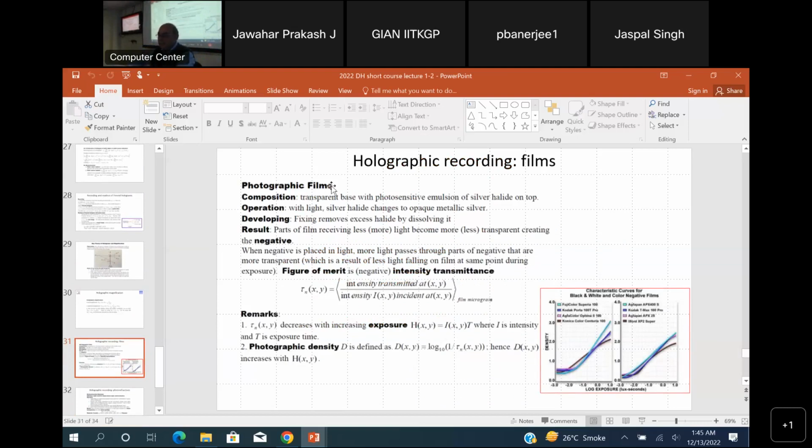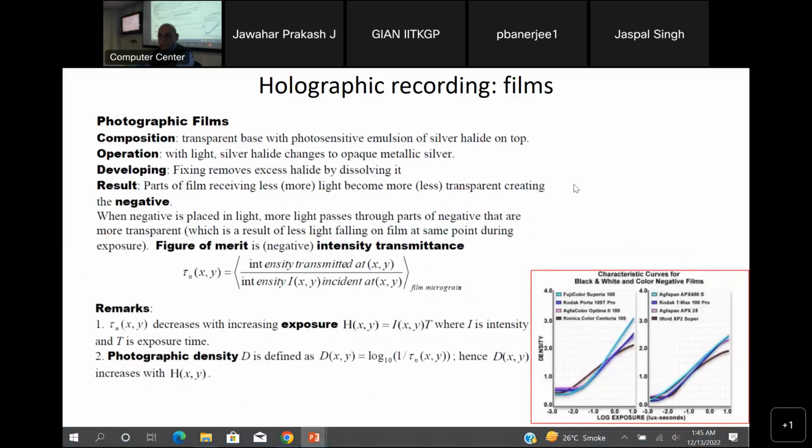So remember we were talking about how to record holograms, and one conventional way of recording is using photographic film. So I'll just talk a little bit about photographic film, but then we'll talk about photorefractive materials. That's the other kind of, I would say, dynamic recording medium. So I'll talk about that. So these photographic films, as you know, are very basic. They have been around for ages.